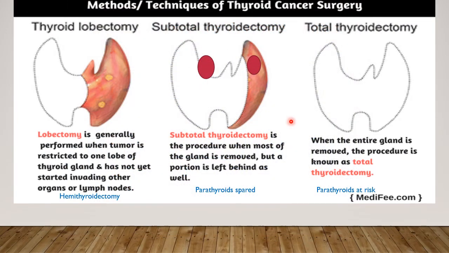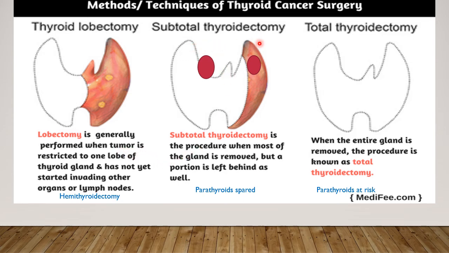To make it simpler, I tend to classify the types of thyroid surgery into 3 main types. First is your thyroid lobectomy. It's generally performed when the tumor is restricted to one lobe of the thyroid gland and has not yet started invading the other organs or lymph nodes. So you remove the thyroid of the affected lobe with the isthmus. This is lobectomy.